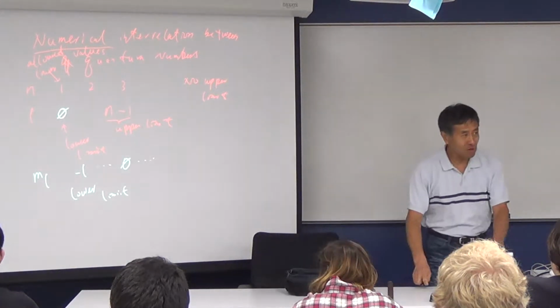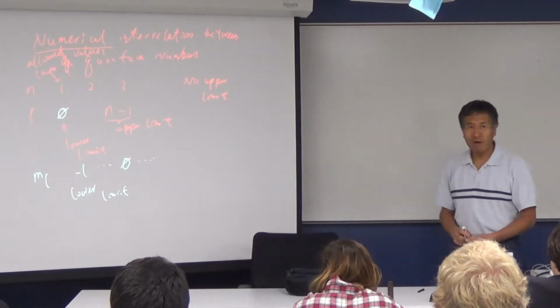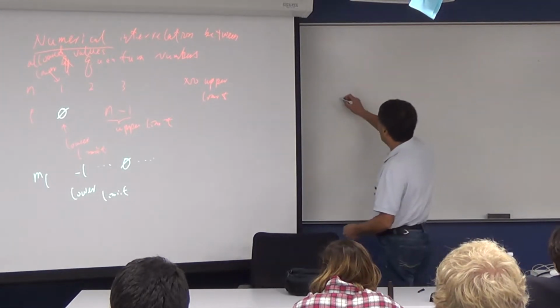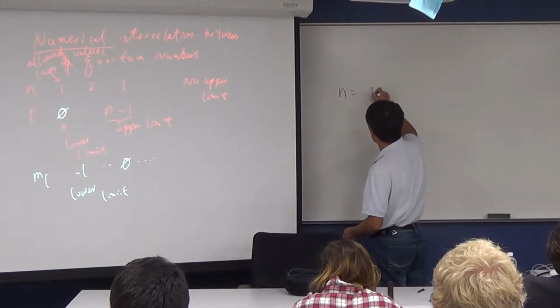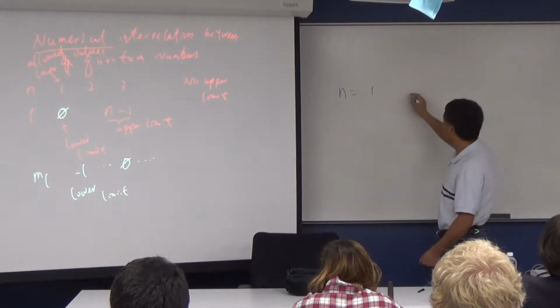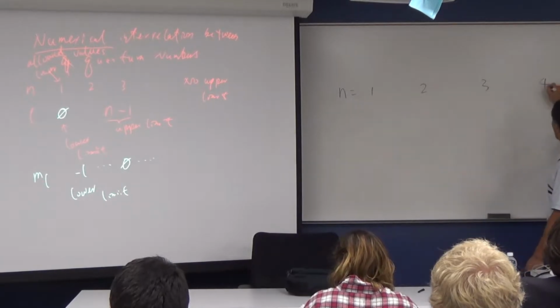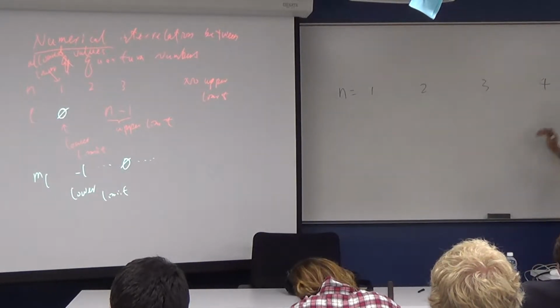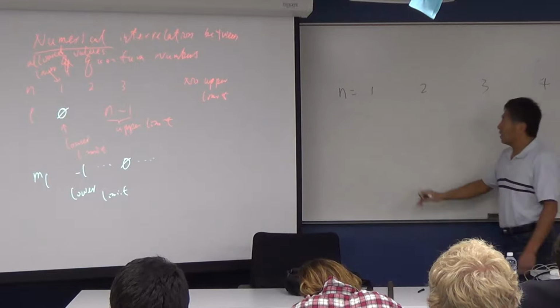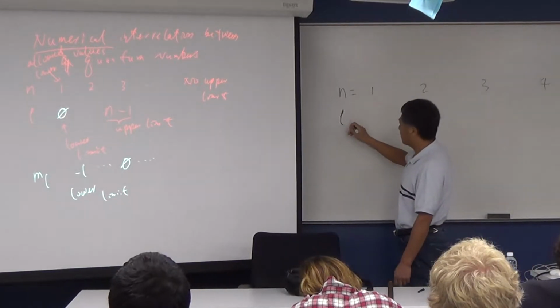Right? It seems that you are confused. So what is the upper limit for n? You can have n equals 1, that's okay. And 2 is okay, 3 is okay, and 4 is okay. Any other numbers?